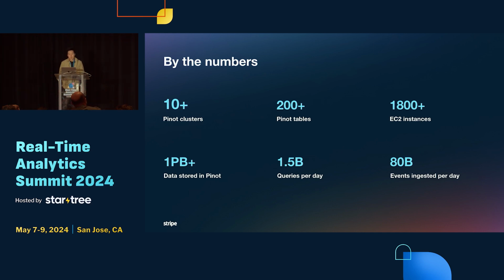Now, by the numbers, in terms of our overall scale today, we operate over 10 Pinot clusters with over 200 tables, using about 1,800 EC2 instances. We store over a petabyte of data in Pinot in aggregate, and we process about 1.5 billion queries per day and ingest about 80 billion events per day.